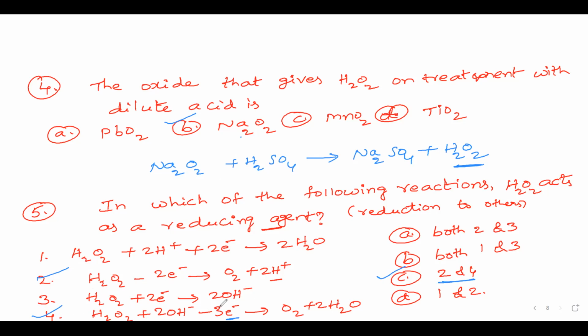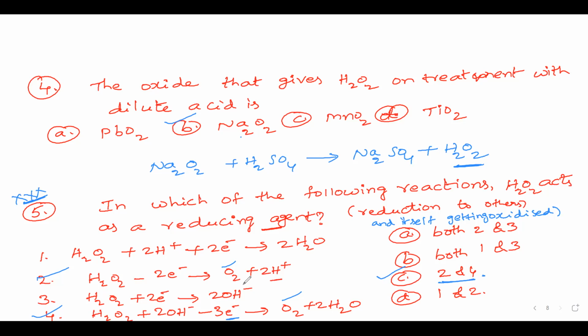Hydrogen peroxide gains 2 electrons here and loses electrons there, and that side is forming oxygen plus water. A reducing agent will bring reduction to others and itself gets oxidized. So hydrogen peroxide is oxidized here because it is giving oxygen. So here also it is giving oxygen. That's why the answer is 2 and 4. Very important question. This question number 5 is very important. It has come in the JEE Mains 2014 question.